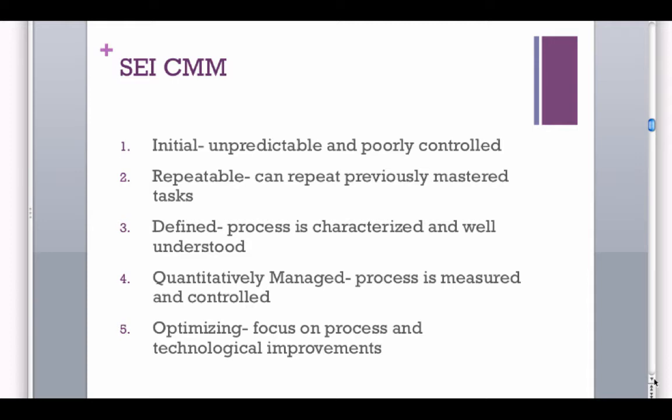Level 4 is called quantitatively managed, and this is where the process is really measured and controlled as much as the product that we're working on. So remember, ultimately we're working on some software product, okay, but we also have to look at the process that's being used to build that product. And at level 4, we really focus on the process almost as much as the product itself. And then lastly, level 5, we call that optimizing. There we focus on process improvements and technology improvements.